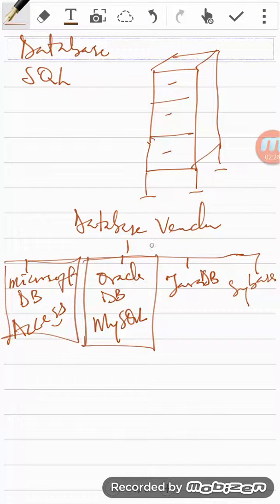So now, coming back to this database thing, you know that I said for every cabinet in an office, there is a way you interact with that cabinet. You need to put files in the cabinet. You need to update some information. You need to add some information, and so on and so forth.